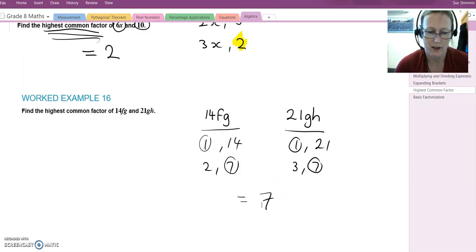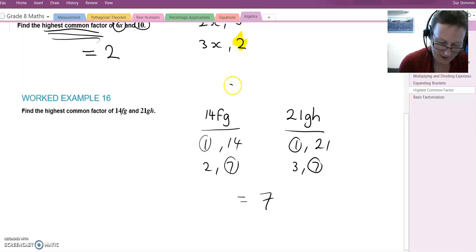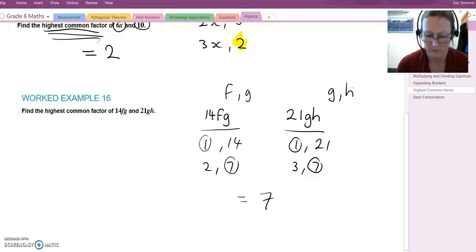Now we need to look at the letters. When I look at the letters, I just look at what letters exist in both terms. So in this term, we have an F and a G, and in this term, we have a G and an H. So what's common? They've both got a G.